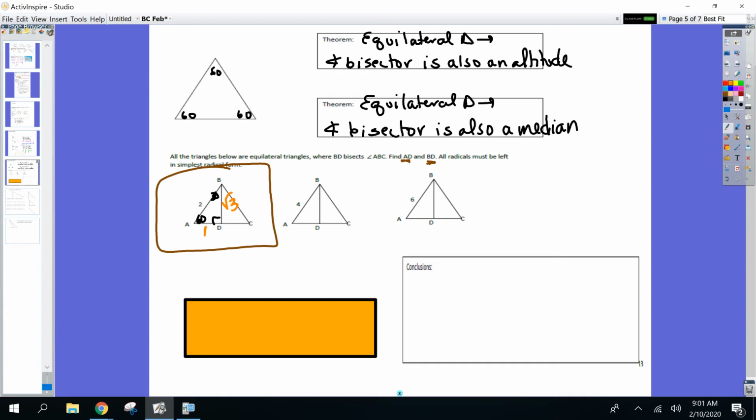Another 2 minutes. Do the same thing on the next 2 triangles and see if you can find a pattern. Both 30, 60, 90 triangles.